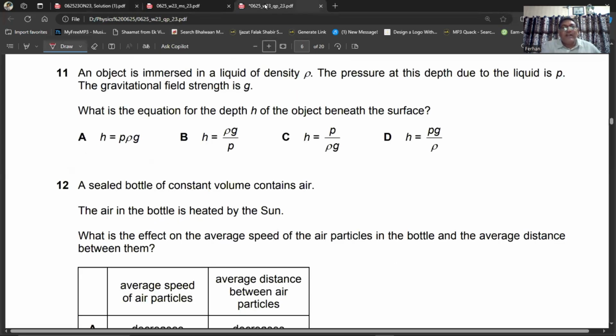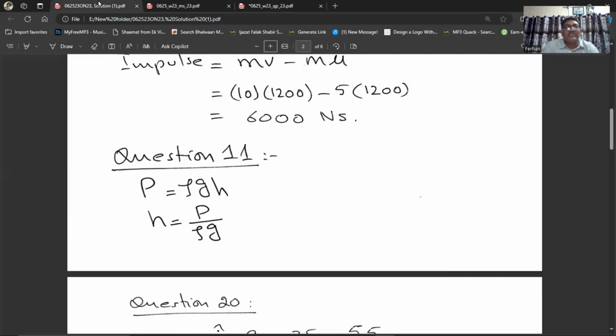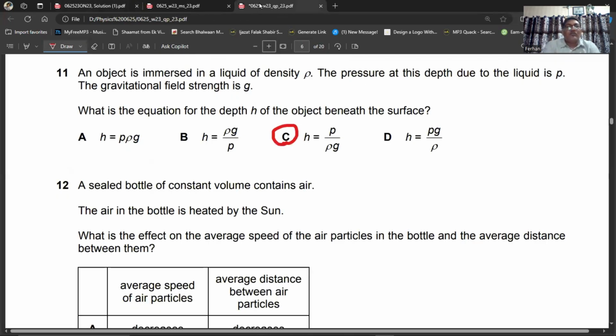Do we have that option there? Pressure divided by rho g. Yes. So I think C is the right option, sir. Question number 11, C is the right option. This is how we have found it.